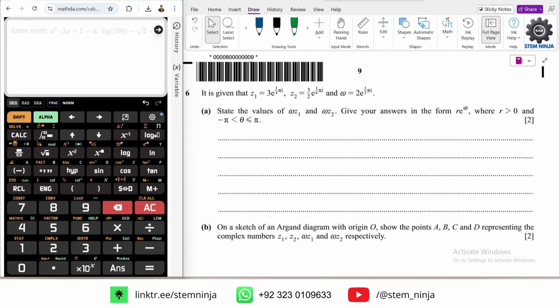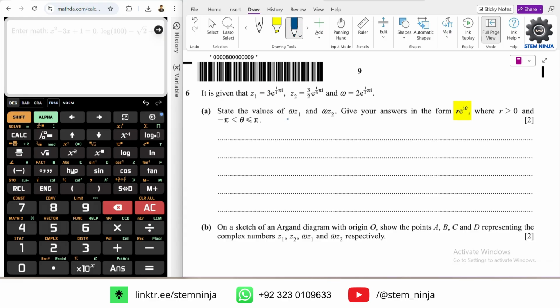Question number 6. It is given that z1 is equal to 3 e raised to power 1 over 4 pi i, z2 is this, omega is this. That means omega is also another complex number. State the values of omega z1 and omega z2. Give your answers in the form r e raised to power i theta.